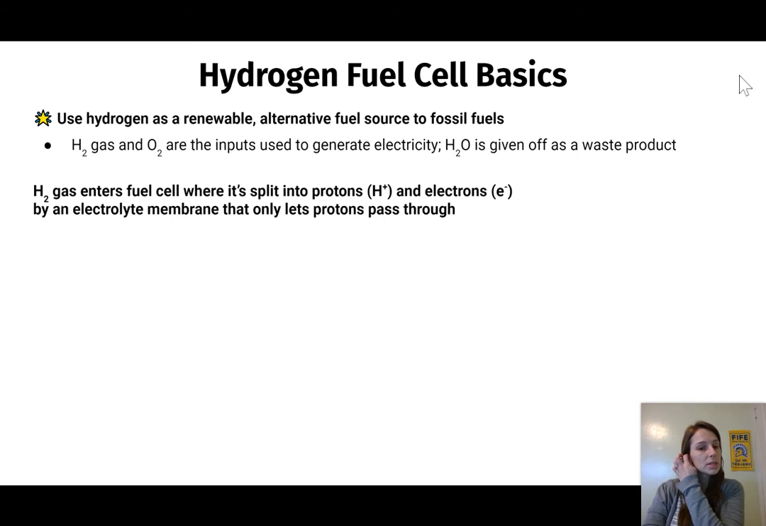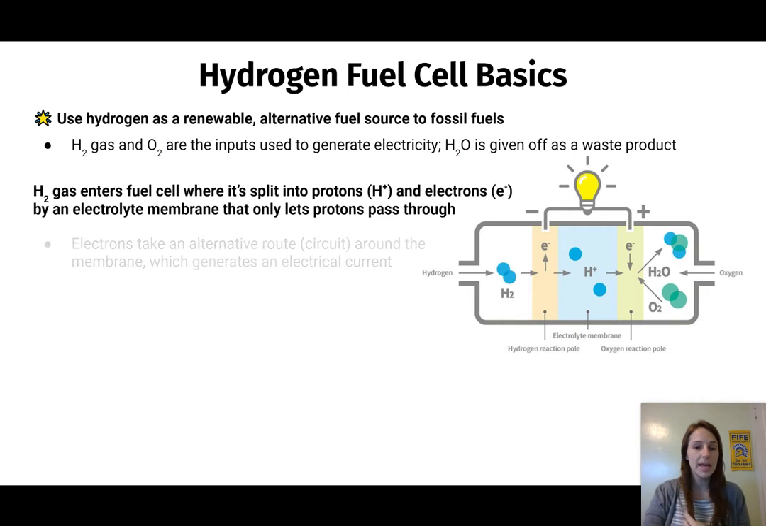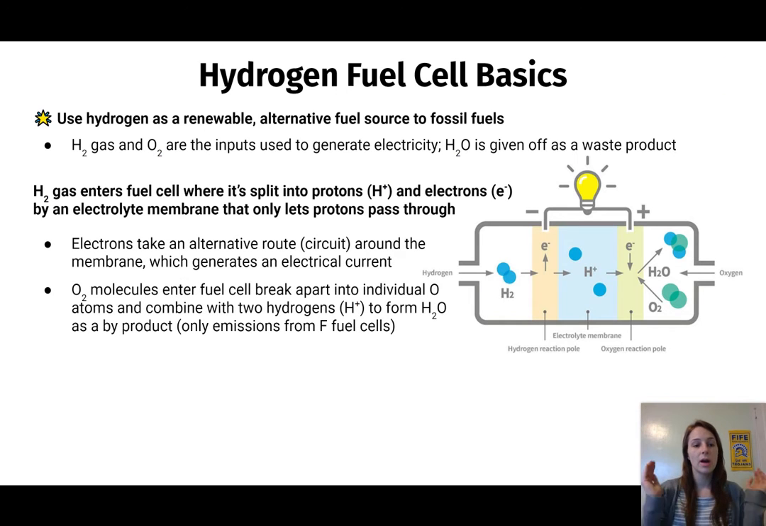So the way that this works is we are going to have hydrogen gas entering a fuel cell. So in this diagram, this is the fuel cell. Hydrogen gas, H2, is coming in. And we are going to split the protons, the hydrogen ions, and then the electrons by use of an electrolyte membrane that only lets protons pass through.